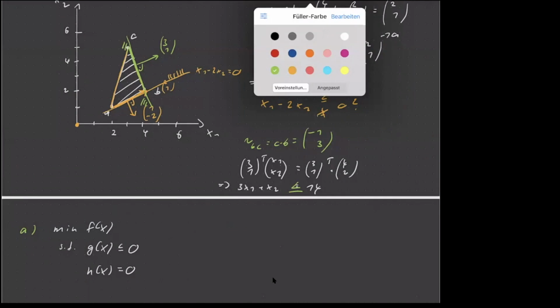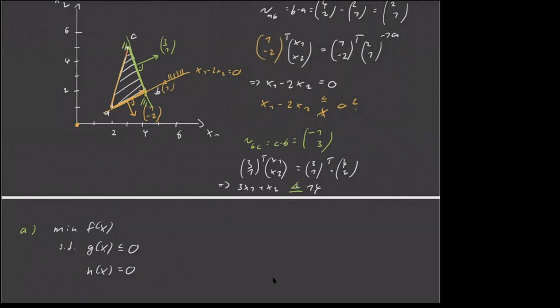And for the third inequality, it will be this line here. All right, let's say we compute VCA. That is A minus C. That is (-1, -4). So if you want a vector that is perpendicular to that one, we could choose (-4, 1).